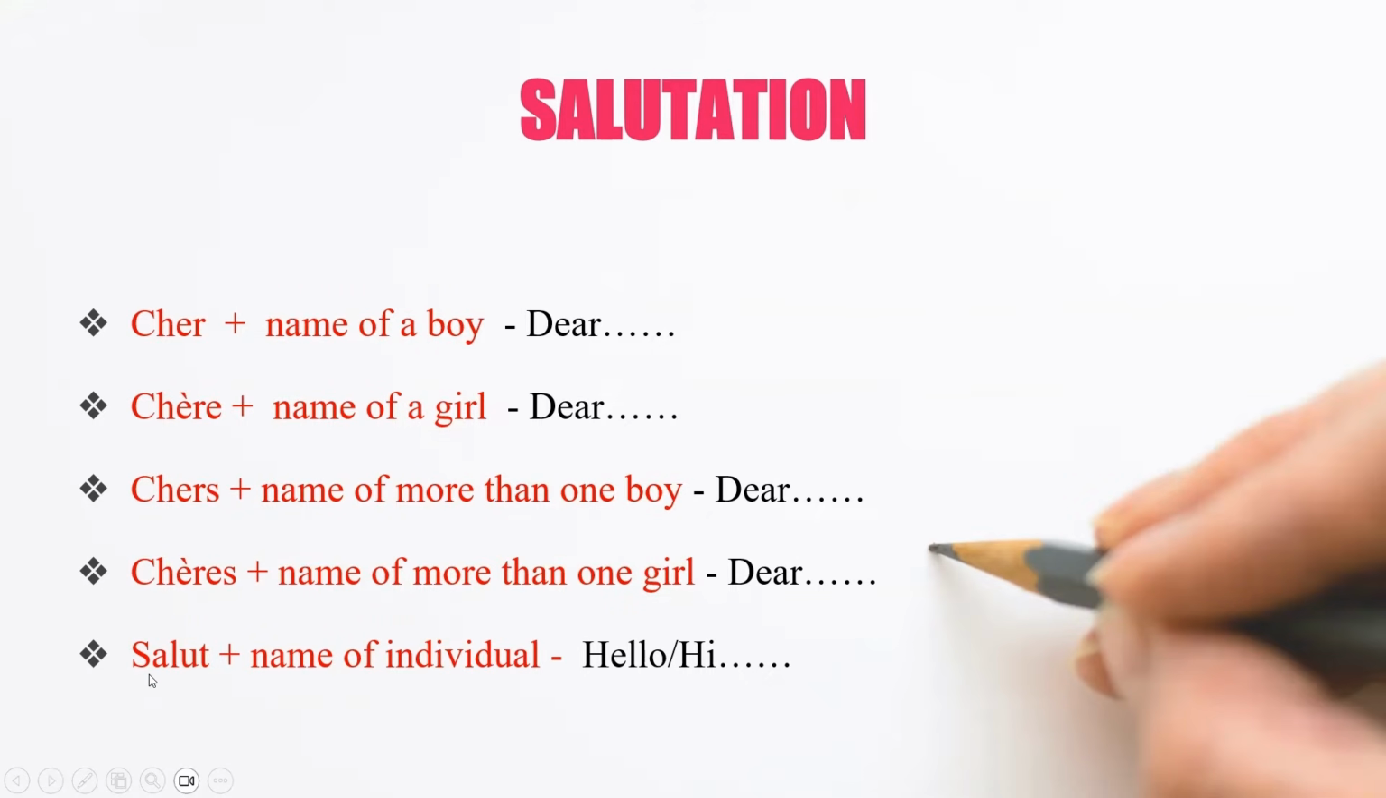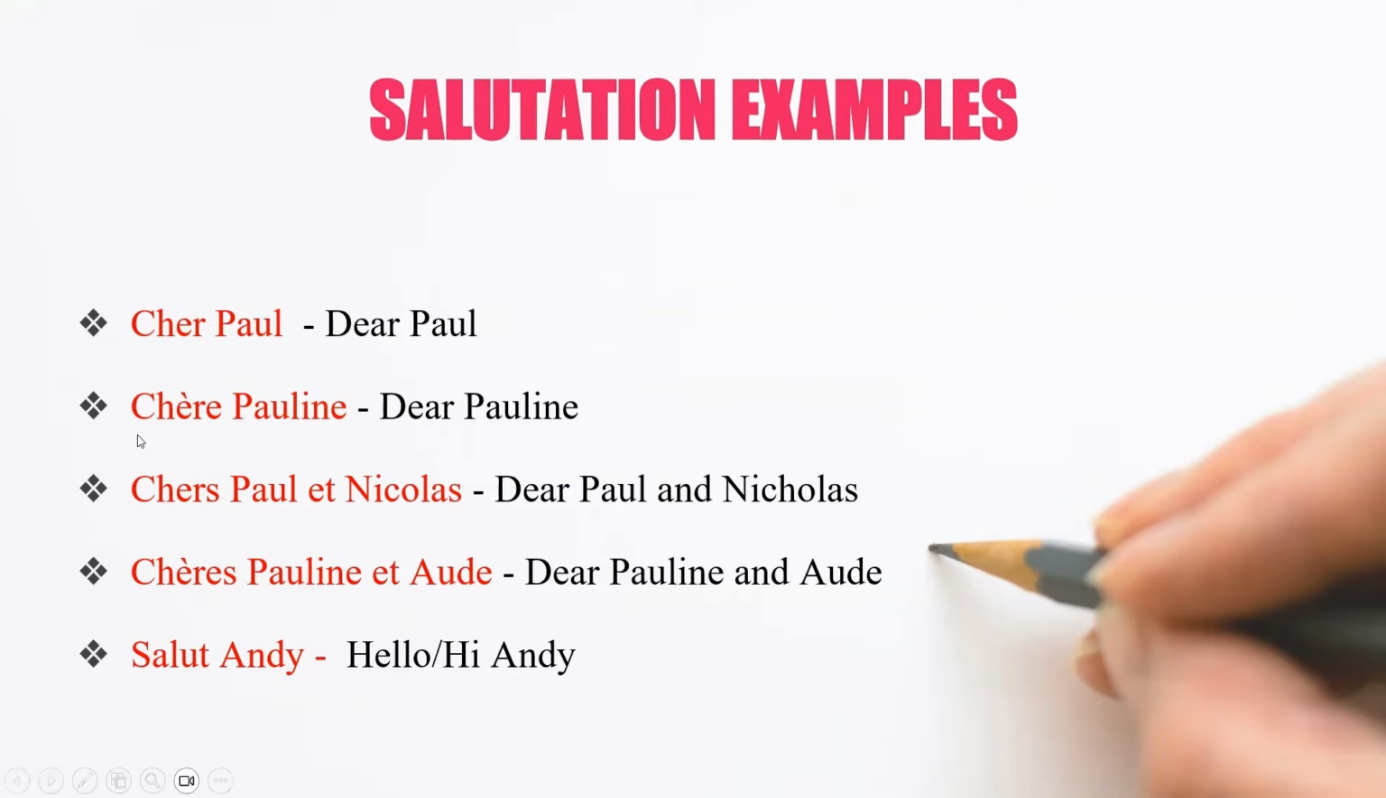And lastly down here, you can simply use salut, right? Which means hi or hello, and you can put the name of the individual. So let's take a look at some examples. So to say dear Paul, you say cher Paul, right? C-H-E-R, Paul. That means dear Paul. If we are saying Pauline, which is a girl, we said chère, C-H-E accent grave R-E, and then the name Pauline, right? So that would be dear Pauline, right?